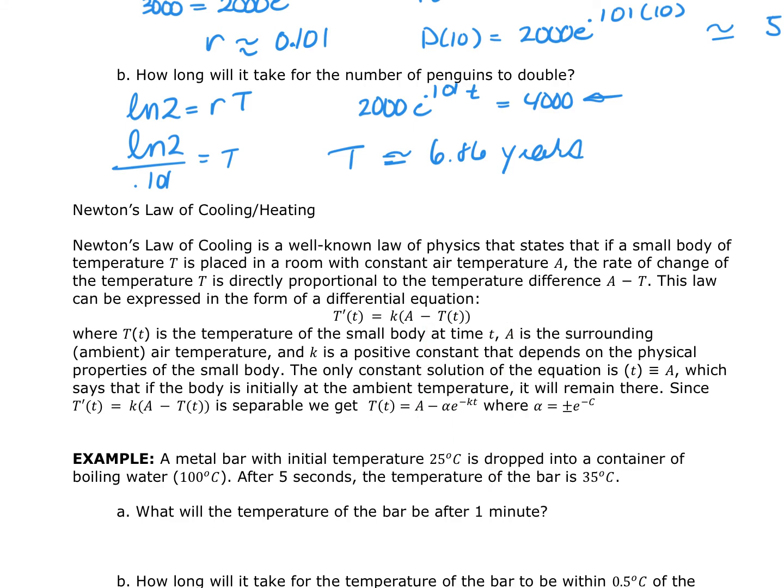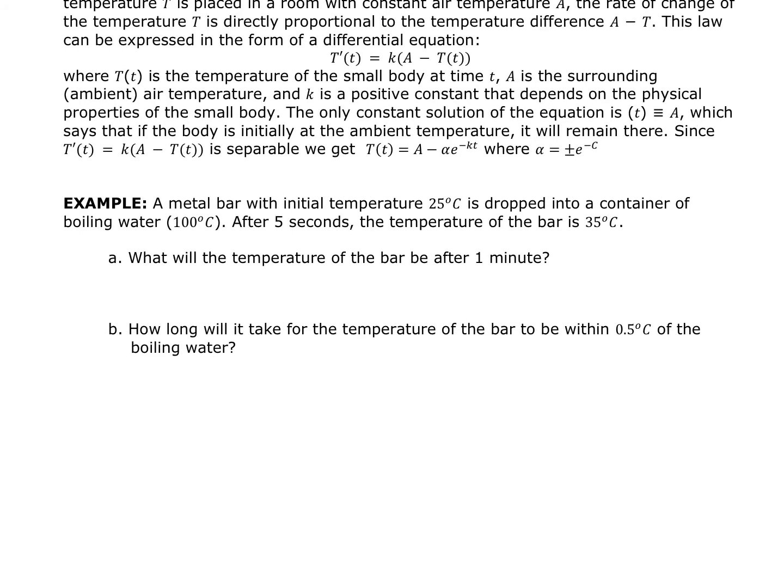Let's go ahead and do an example here where we have a metal bar with initial temperature of 25 degrees Celsius, dropped into a container of boiling water at 100 degrees Celsius. After 5 seconds, the temperature of the bar is 35 degrees Celsius. What will be the temperature after 1 minute? So what we have is capital T of T is equal to 100, that is the ambient temperature, or in this case the temperature of the water, plus 25, the initial temperature of the metal bar, minus 100, times e raised to the negative KT, which gives us 100 minus 75 e raised to the negative KT.